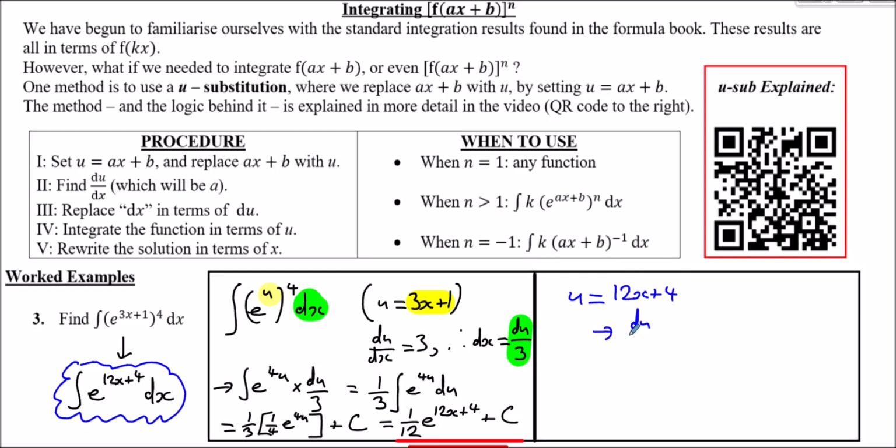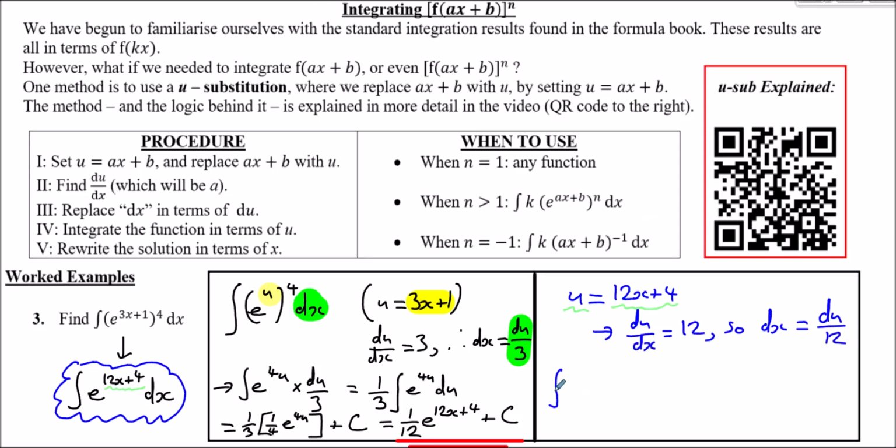In this choice, I could have said that du by dx, of course, would be 12. So therefore, dx is the same as du divided by 12. So then, I'm basically integrating, because I'm calling this thing here, 12x plus 4, I've called it u.